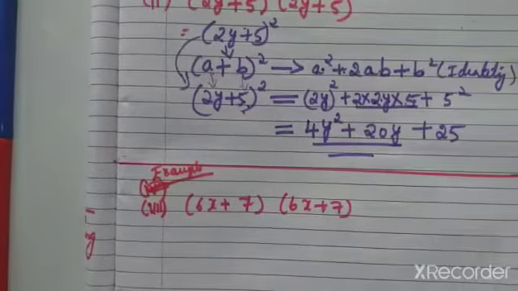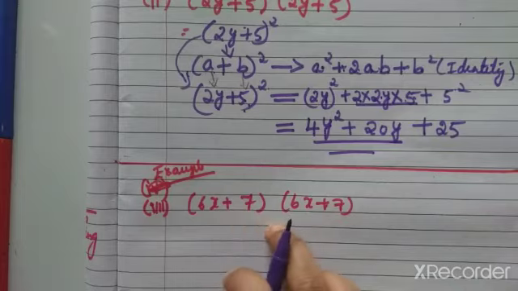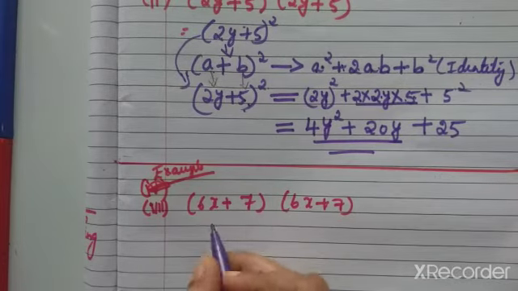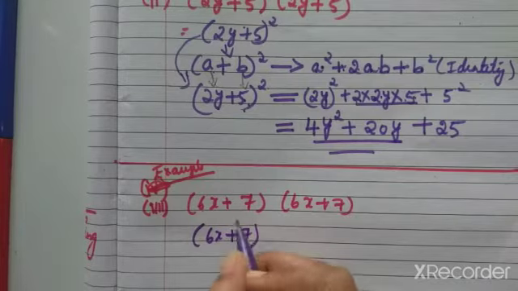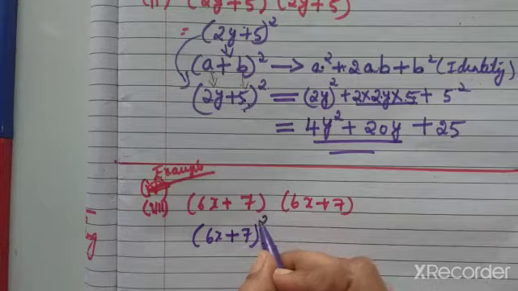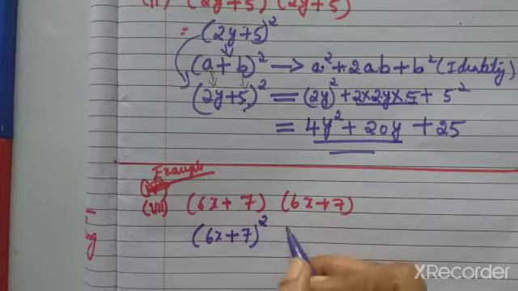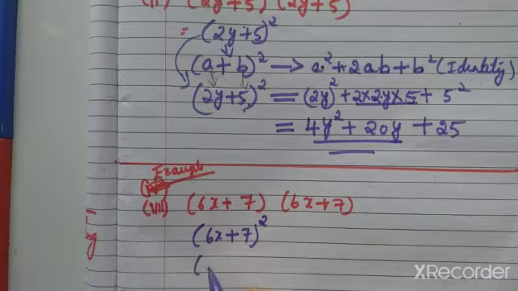Now this is my own example. 6x plus 7. 6x plus 7 we are writing two times. So instead of writing 6x plus 7 two times, we can make it square. Now it looks like which formula? It looks like the a plus b whole square formula.